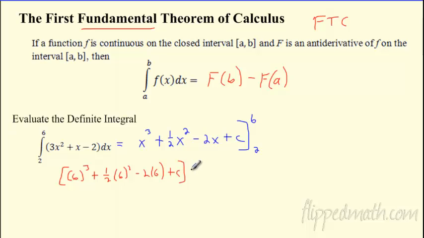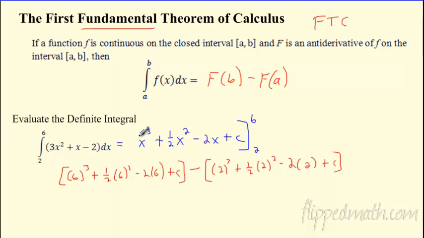Now, what am I going to do? I'm going to subtract the f of a. What's the f of a? Well, that means put 2 in there. So wherever there's an x, replace it with a, which is 2. So I'm going to replace this with 2, minus this 2 times 2, plus that c. And there, I'm going to subtract these two things.